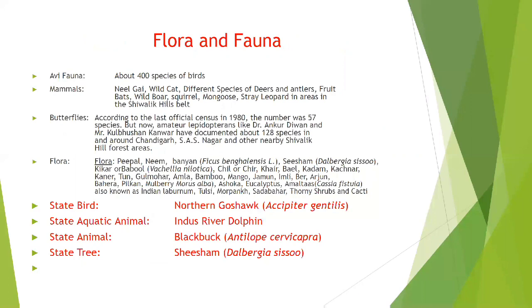Next, please. We come to flora and fauna. Now, so far as avifauna is concerned, about 400 species of birds have been found in Punjab. And I have myself recorded about 250 odd birds.